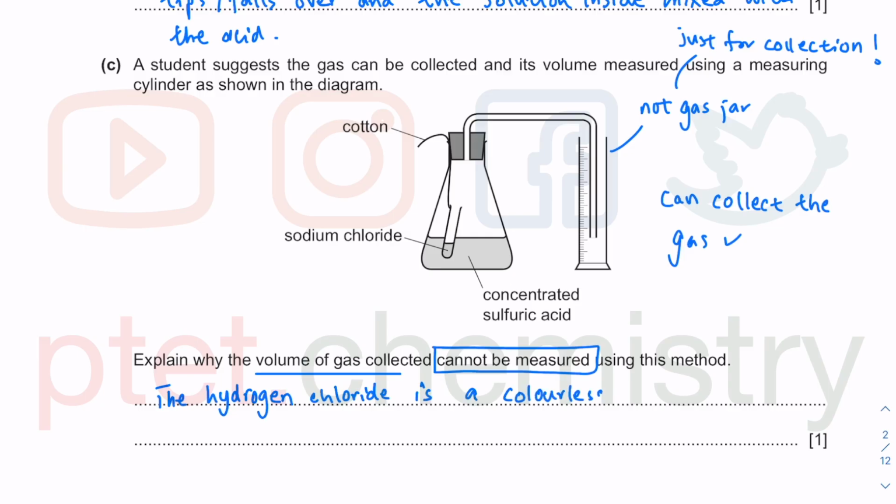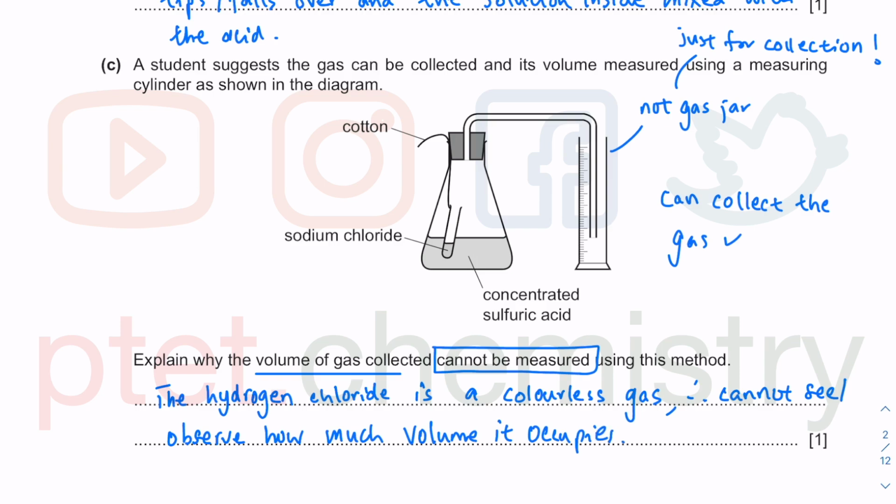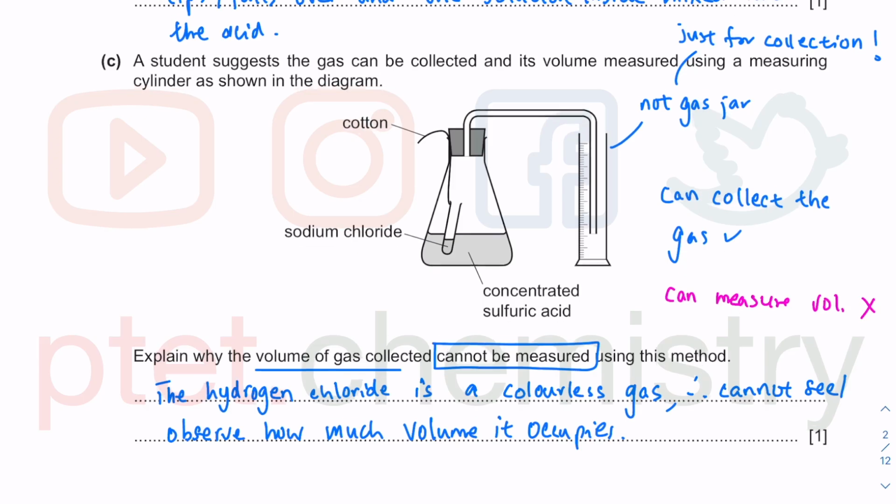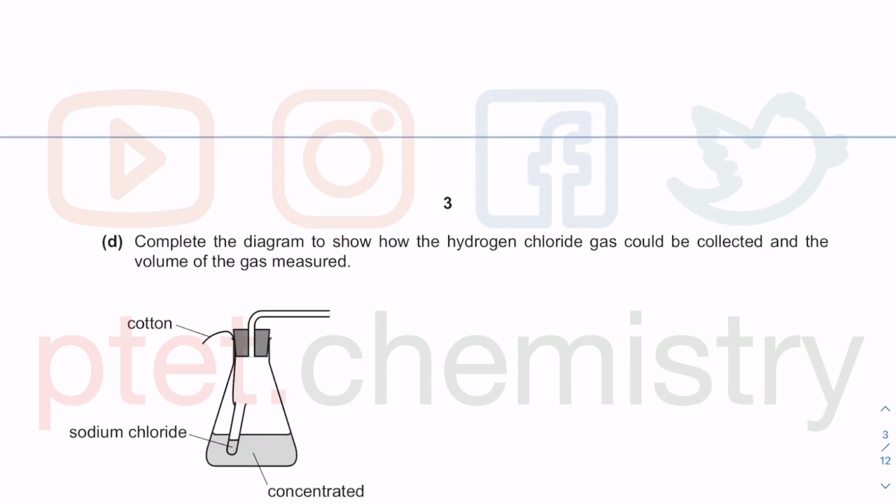So the fact that it is a colorless gas means you cannot see it. And if you cannot see the gas, how can you measure its volume? We cannot observe how much volume was being produced or how much volume it occupies. Even though it is more dense than air, yes, we can collect it. But if you think about measuring the volume, this method is not suitable at all. So that's why this question asks why it is not suitable to measure the volume of gas there.